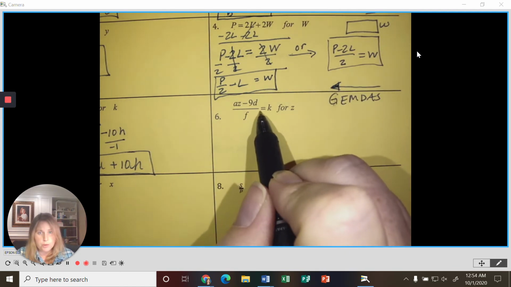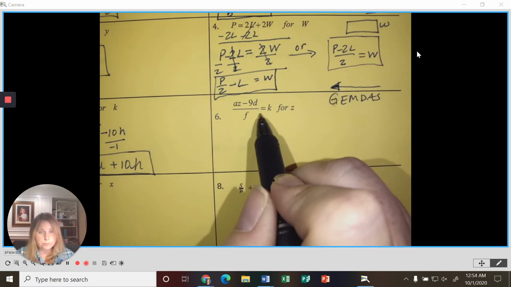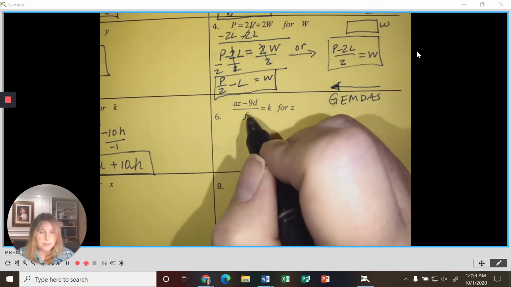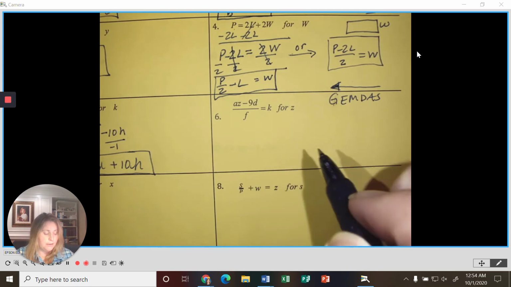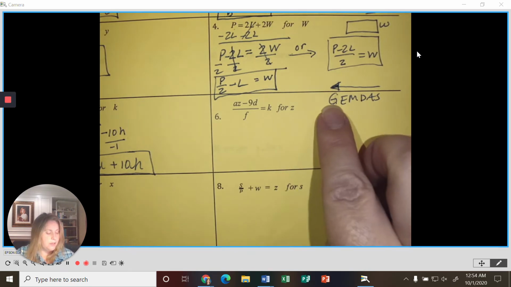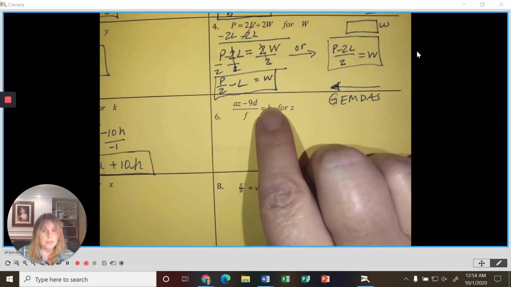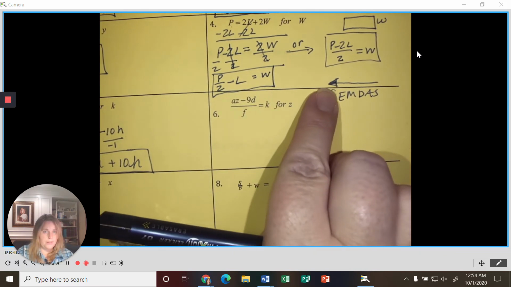This division bar, this fraction bar, functions as a grouping symbol because we have to take the entire top, simplify it, and then divide by f. So just kind of think of that. We can't just go in and start adding 9d here. These are kind of locked together. So we can't quite get there yet.